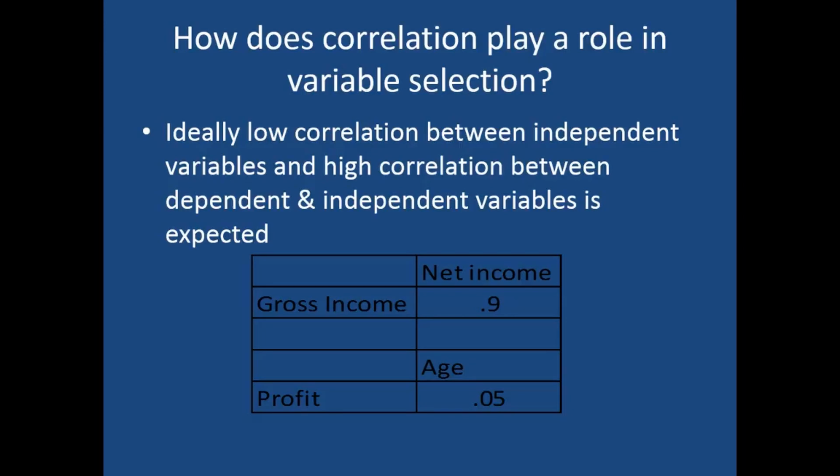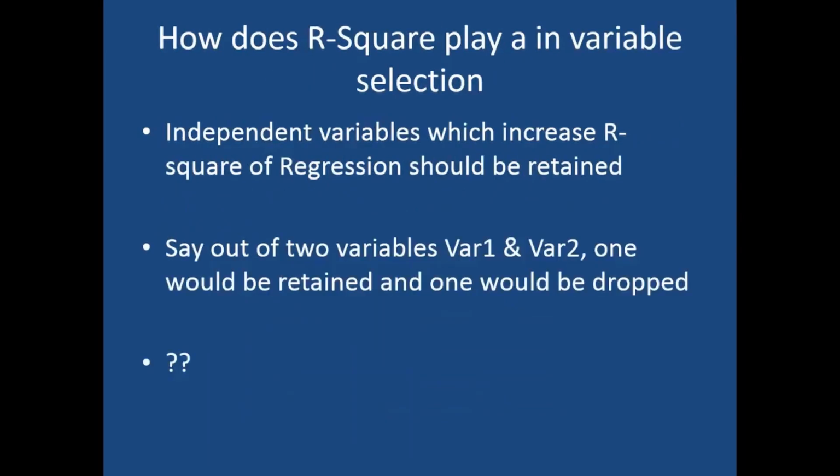So these are some of the simple ways of selecting the best set of variables before you start estimating your final model. These are some of the very basic things you can use to drop some of the not so useful variables. The next question is, how does R square play a role in variable selection?